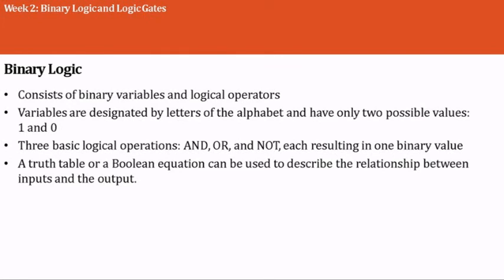So there are three basic logical operations. We have AND, OR, and NOT, each resulting in one binary value, and we have what we call a truth table. A truth table is a list of inputs on the left and the corresponding output on the right. It has one row for each possible combination of inputs. And we also have the Boolean equation, which is a mathematical expression using binary variables.